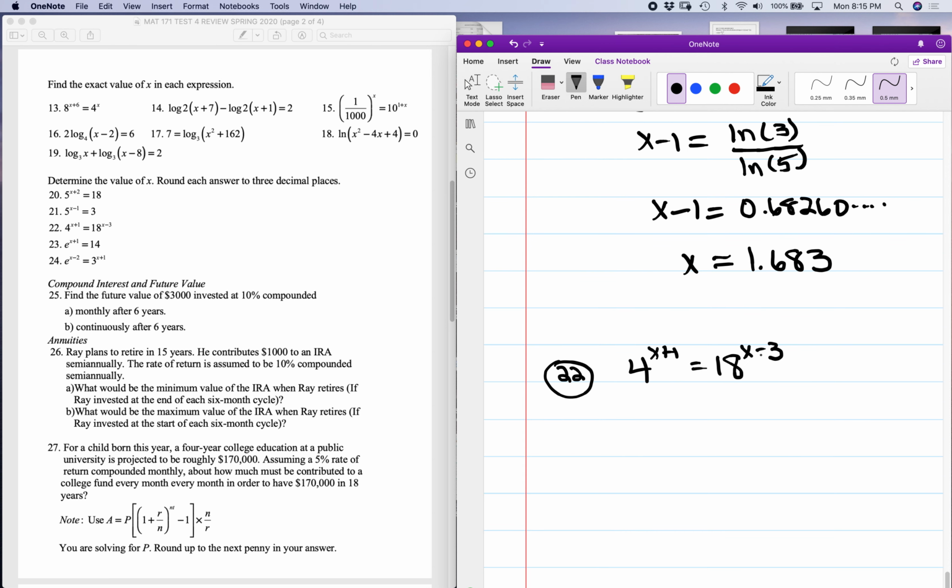Okay, for number 22, we have the appearance of x in the exponent on both sides of the equation, and it's not going to be to any advantage to use base 4 or base 18 logarithms. Under these circumstances, think of it almost like using the change of base formula earlier, where we applied natural or base 10 logarithms. For this case, I'm going to take the base 10 logarithm of both sides.